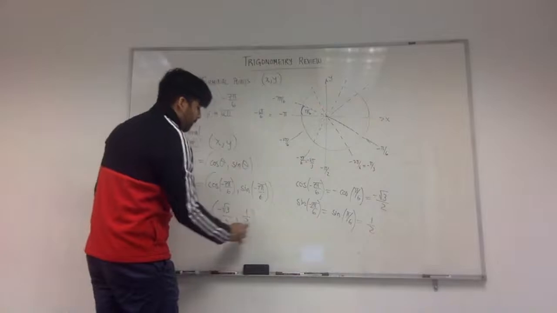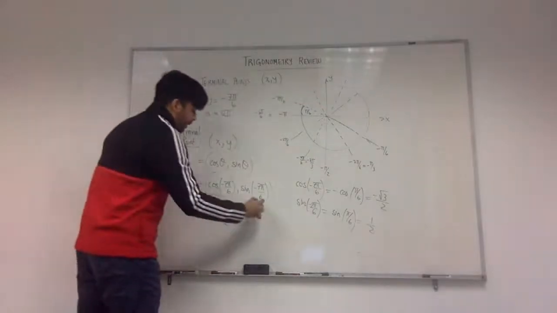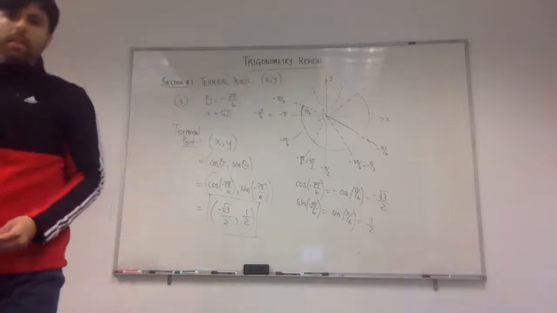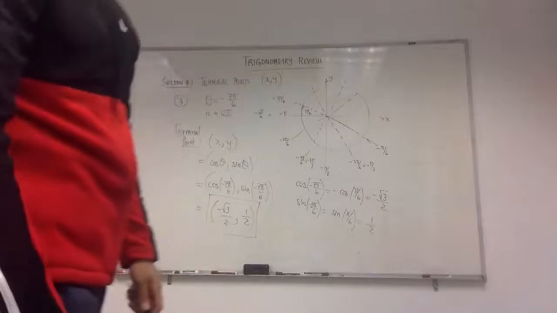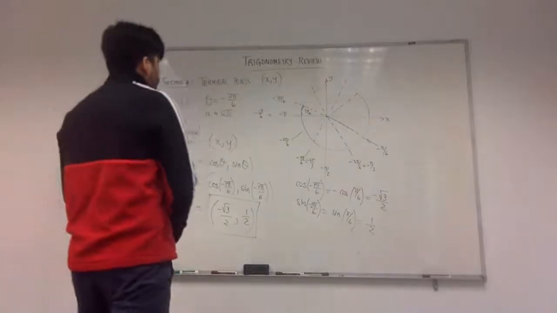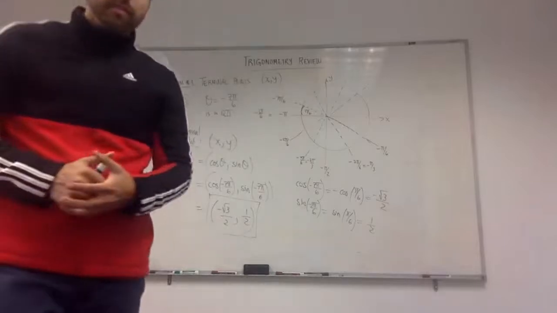And this makes sense because I'm in my second quadrant and my x coordinate is negative. My y coordinate has to be positive in the second quadrant. So that is the terminal point. That is the terminal point related to my angle negative 7 pi over 6.